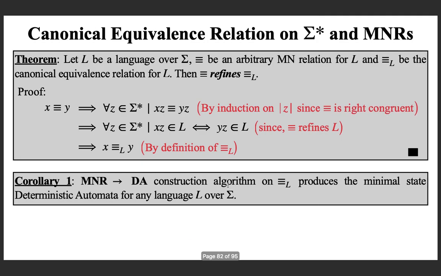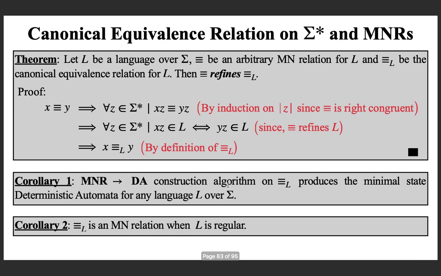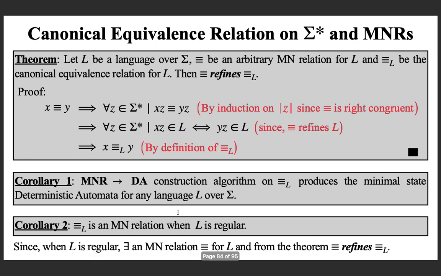corollary follows. And you can have another corollary which tells that when the language is regular, this is going to have only finitely many equivalence classes, or it will satisfy that property as well, and hence it is an MN relation. It's because when L is regular, there exists an MN relation, and by this theorem that MN relation refines this, and then from the refinement this will have fewer equivalence classes than this, which is having only finitely many equivalence classes, and hence corollary 2 follows.